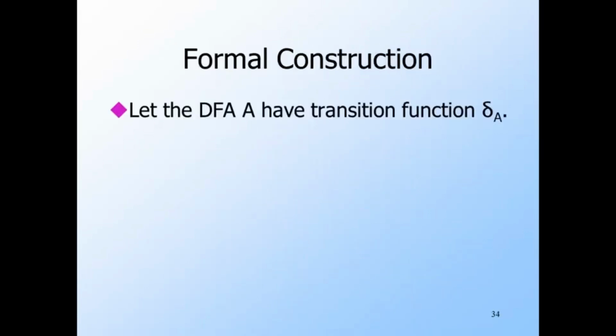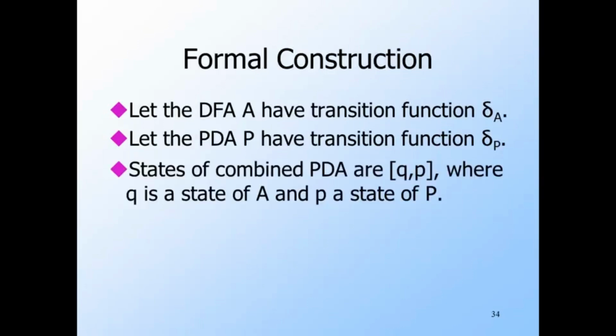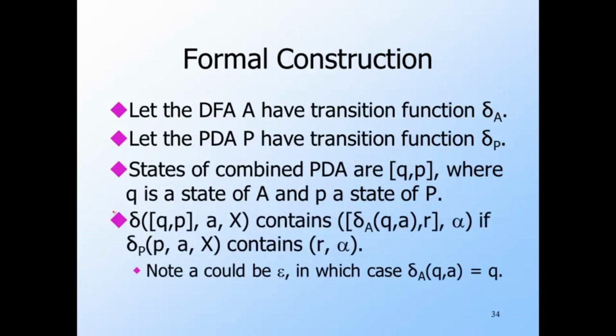To give the construction of the new PDA, let the DFA have a transition function delta A, and the original PDA will have a transition function delta P. States of the new PDA will be pairs. The first component, Q, is a state of the DFA, and the second component, P, is a state of the PDA. Suppose the original PDA has a choice of move from state P and stack symbol X, where A is consumed from the input. That's this. A could be a real symbol or epsilon. The result of the move is that the PDA state becomes R, and X on the stack is replaced by alpha.